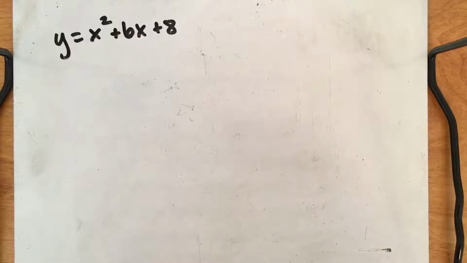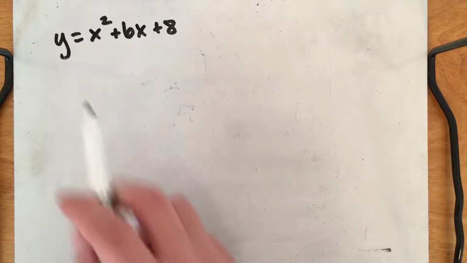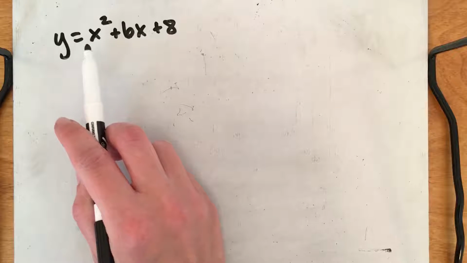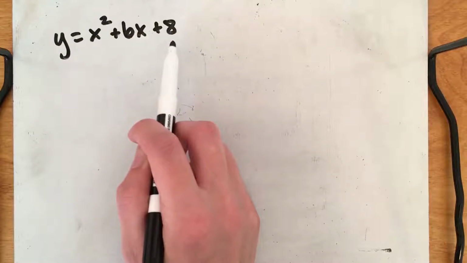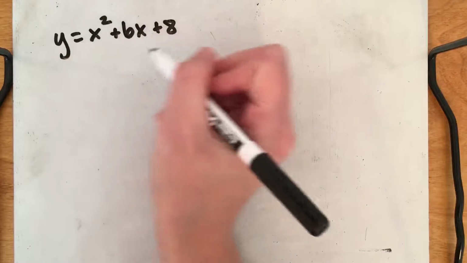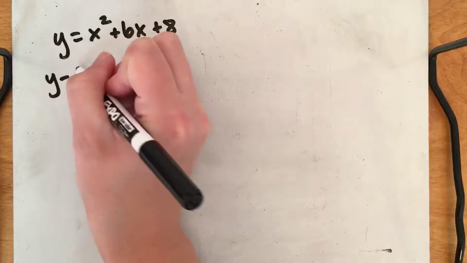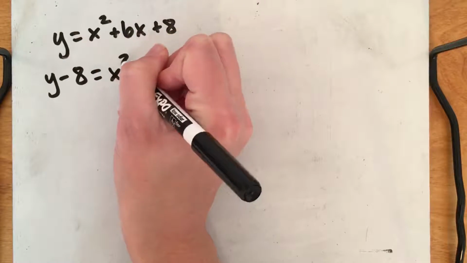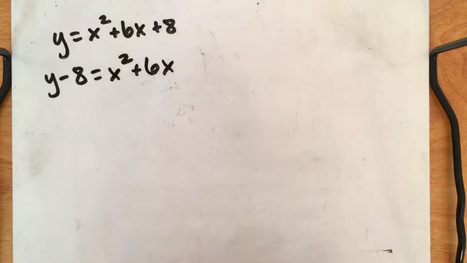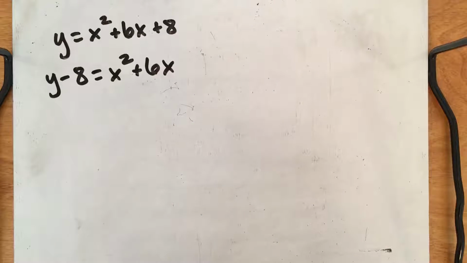So here's an equation we're going to start with. This is in standard form. And the first thing we're always going to do, whether there's an a in front of here, or number in front of here or not, we're going to move this constant term out of the way. So I'm going to subtract 8 from both sides. So now it's on the side with the y. Right? So we move that constant term first.